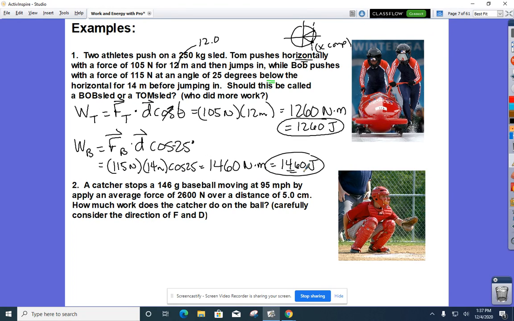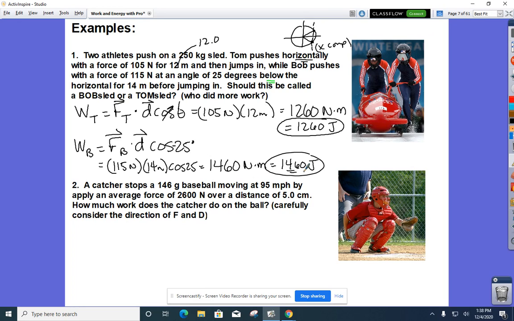Number two, a catcher stomps a 146-gram baseball moving at 95 miles per hour. This goes back to the idea of Newton stopping that ball that Aristotle was through. He applies an average force of 2,600 newtons. It actually is a very large force. And the reason for that is because of that very small distance, that 5 centimeters. And so that force through distance is the work that has to be done. If I only have a little bit of distance to exert that force, it is going to have to be pretty big to take the energy away from that ball.